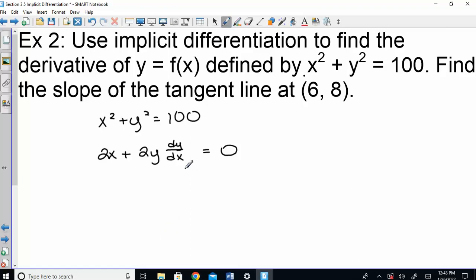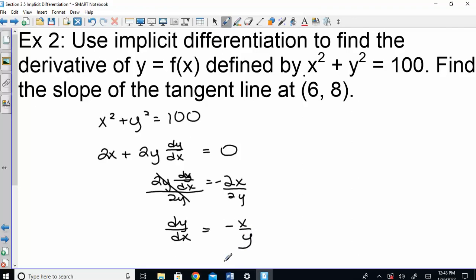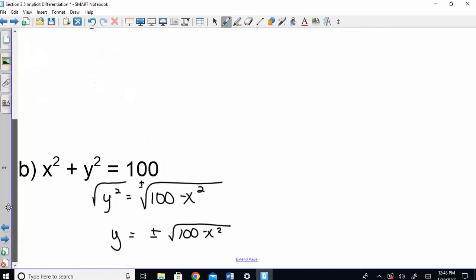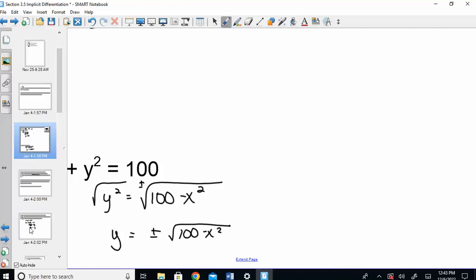Now, I'm going to solve for dy dx. So if I subtract over my 2x and divide by 2y, dy dx is negative x over y. Notice, probably easier than even trying to solve for y and then do the derivative of this mess. We didn't do the derivative here, we could have, but this is going to be a little bit nicer.